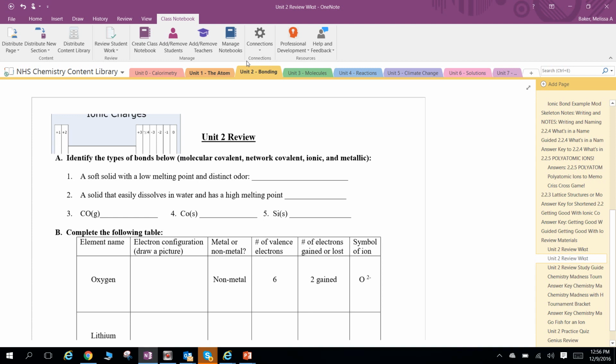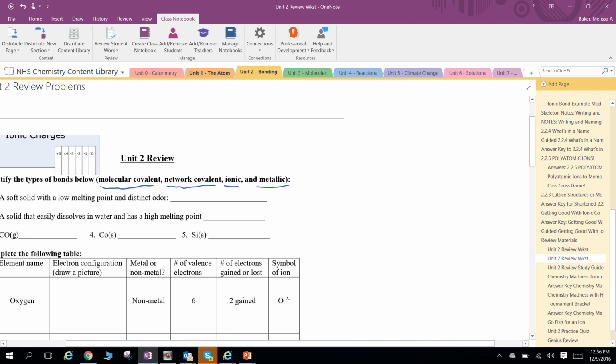Let's take a look at the Unit 2 review. So for letter A, it says identify the types of bonds below. So we've got 4 types of bonds: molecular covalent, network covalent, ionic, and metallic. And I really think it helps to think of an example of each so that you can kind of picture that substance in your mind when you're thinking about the properties.